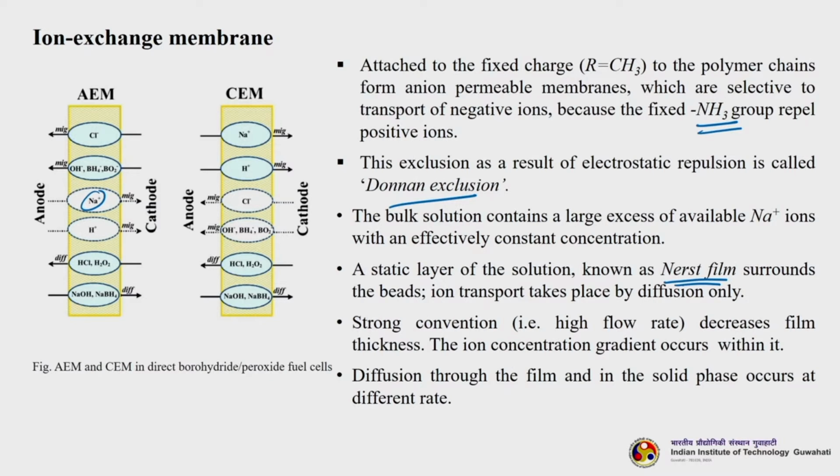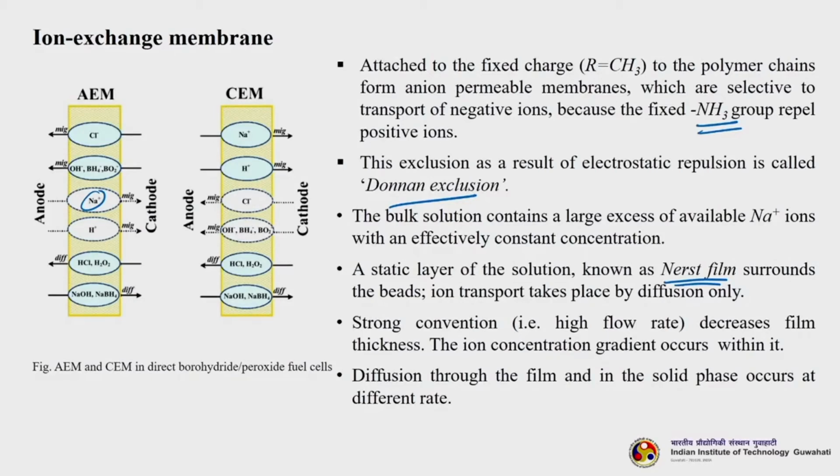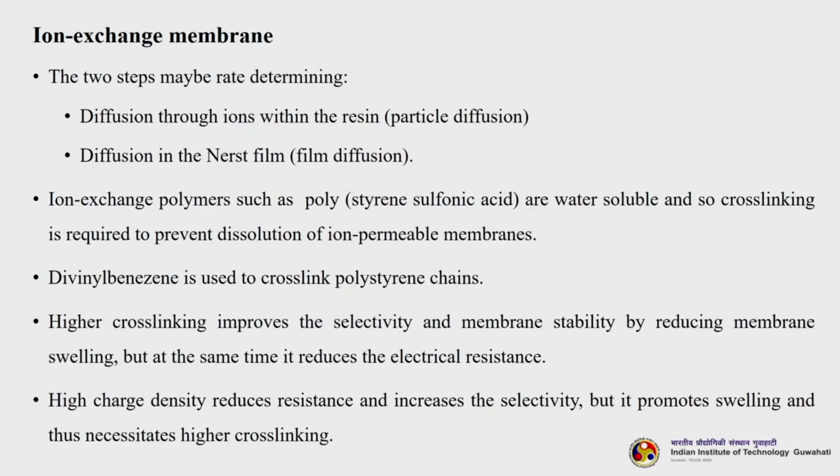Strong convection, that is high flow rate, decreases film thickness. This is true for other membrane separation processes also. The ion concentration gradients occur within it. Diffusion through the film and in the solid phase occurs at different rates. Two steps may be rate determining in ion exchange membranes. The first is diffusion of ions within the resin, which is called particle diffusion, and the second is diffusion in the Nernst film, that is called film diffusion.